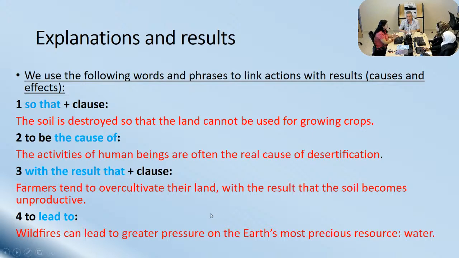Here I need to advise them to pay attention to these kinds of sentences because they are followed by a clause. In the exam, they may receive it as two choices to choose from, or it may be in a completion exercise, where they may be asked to complete a sentence with "so that". They need to write a subject and a verb. The soil is destroyed so that, and they have to continue the sentence.